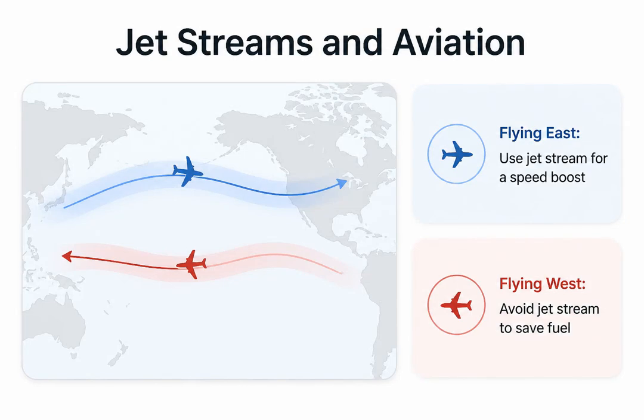Beyond weather, jet streams have a massive impact on global aviation. Commercial airlines carefully plan their routes around these high-altitude rivers of air. When flying east, pilots will intentionally route their aircraft into the jet stream to catch a massive tailwind, saving time and fuel. Conversely, when flying west, they will chart paths to actively avoid flying directly into these 200-kilometer-per-hour headwinds.